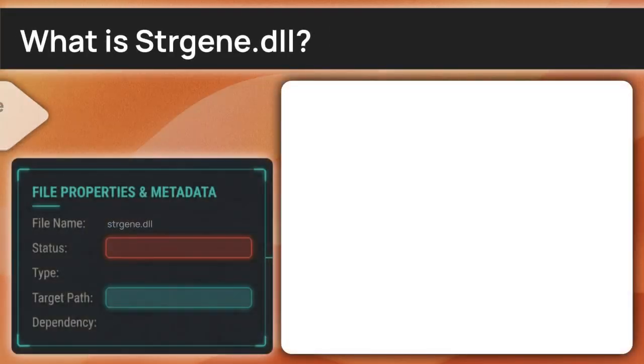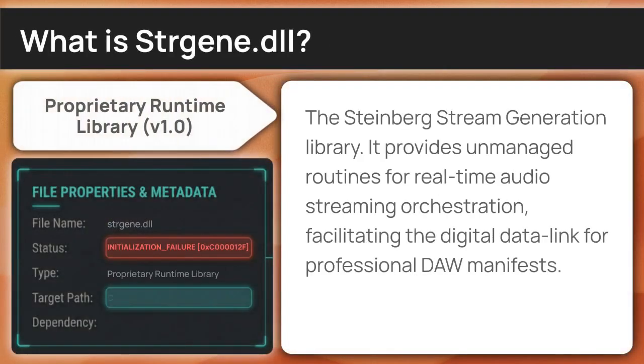This is the Strgene Library, the Steinberg Stream Generation library. It provides unmanaged routines for real-time audio streaming orchestration, facilitating the digital data link for professional DAW manifests. Since we've covered what this file is, let's move to the primary fix.